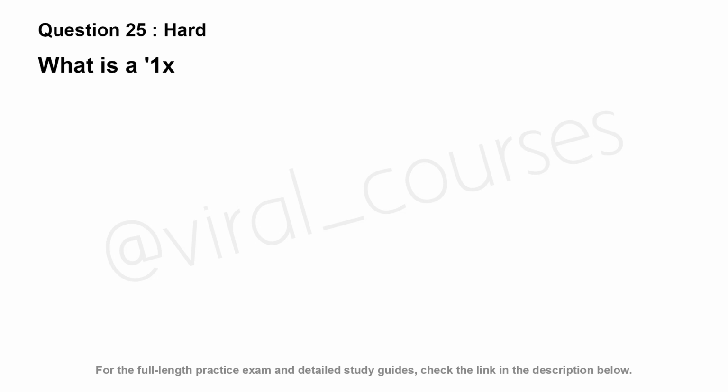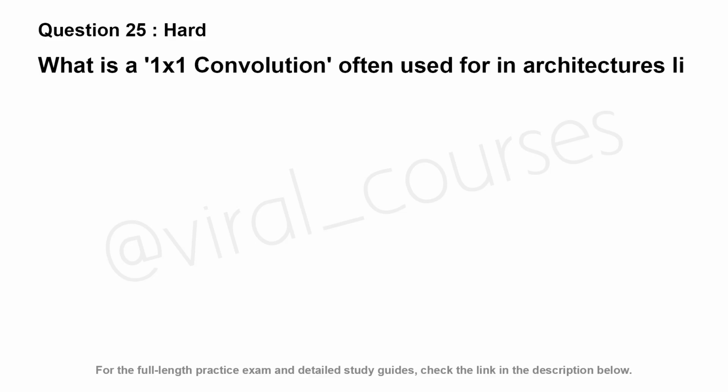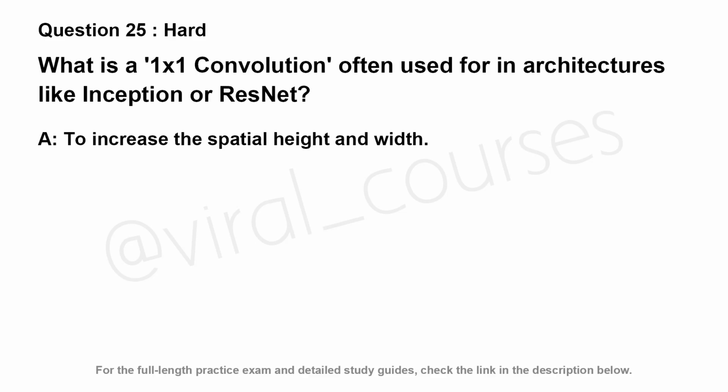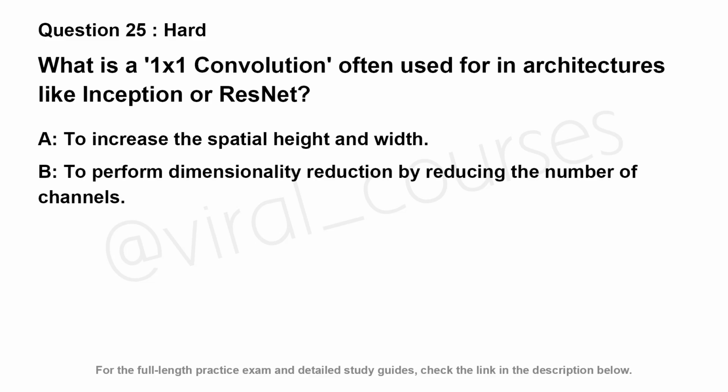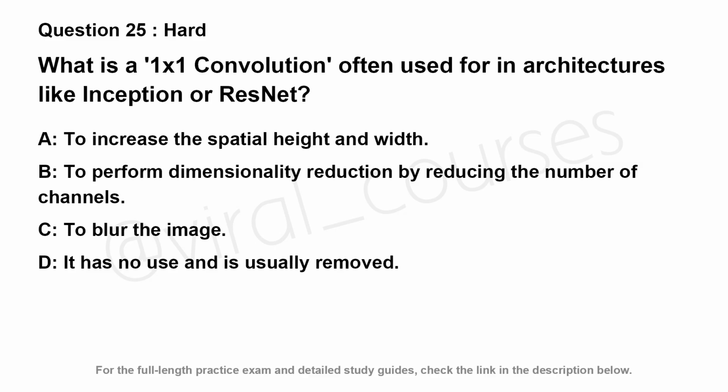What is a 1x1 convolution, often used for in architectures like Inception or ResNet? Option A. To increase the spatial height and width. Option B. To perform dimensionality reduction by reducing the number of channels. Option C. To blur the image. Option D. It has no use and is usually removed.